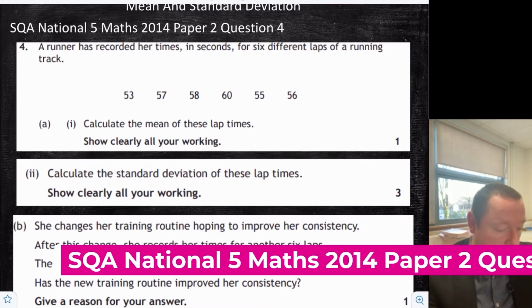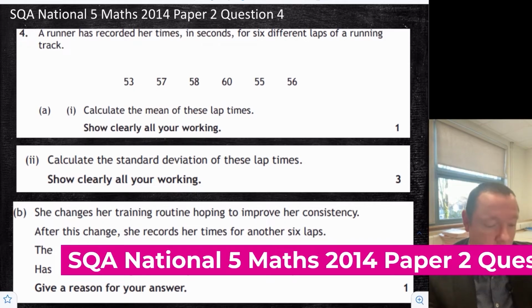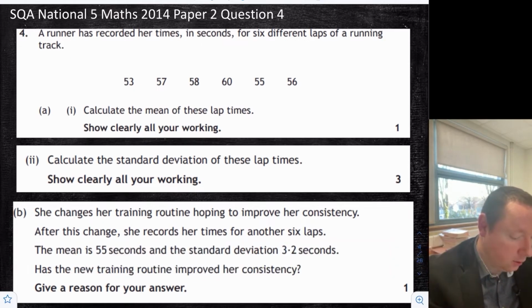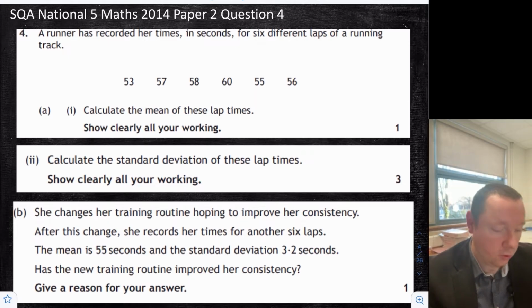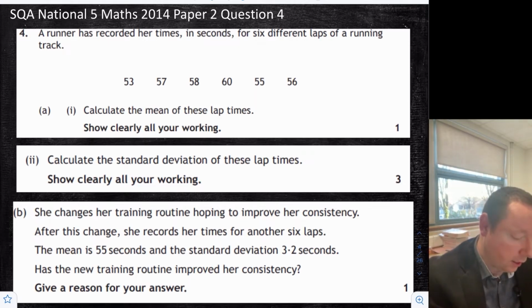The deviation to start with, SQA National 5 Maths 2014, Paper 2, Question 4 had this question. A runner has recorded her times in seconds for 6 different laps of a running track. These are the times. Calculate the mean, show clearly all your work, then calculate the standard deviation, and then we have to compare a statement. So let's go through one step at a time. Part 1, calculating the mean.